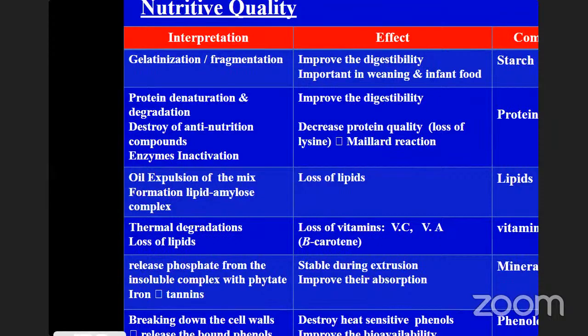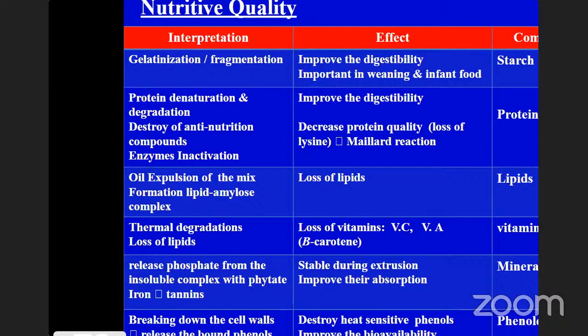The improved protein digestibility may also be related to the destruction of some anti-nutritional compounds. Extrusion can also increase the bioavailability of bioactive compounds such as phenols, resulting from breaking down the cell walls and release of the bound phenols. It can also improve the absorption of some minerals such as iron through destroying the tannins which bind with them.